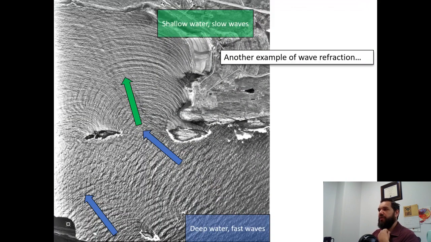So you're going to see that water will end up getting refracted and bent, and this becomes very important when we start talking about coastlines, which should be in the next few lectures.